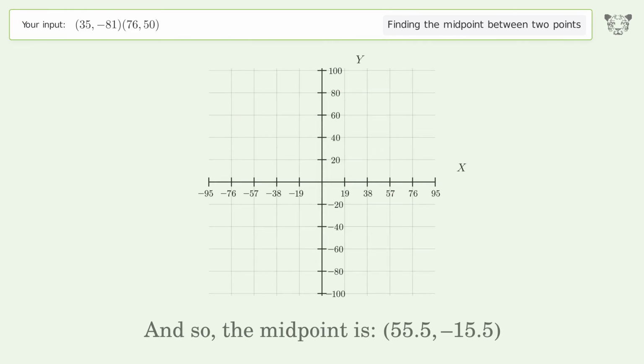And so, the midpoint is 55.5, negative 15.5.